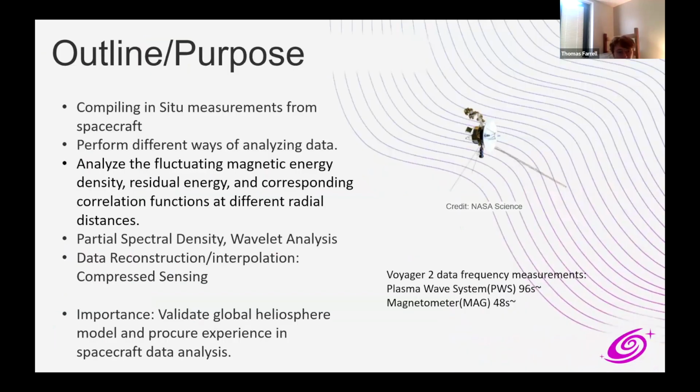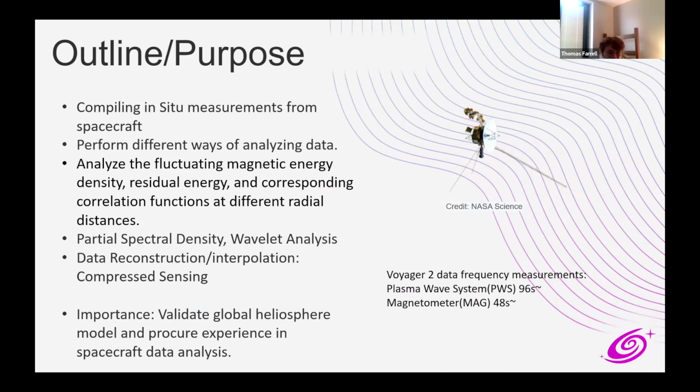So the outline and general purpose of this project has been to analyze and look for disruptions in the velocity, density, and magnetic variables as they radially increase with distance from the sun.